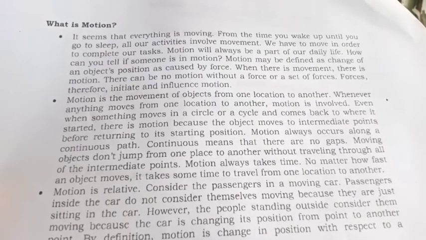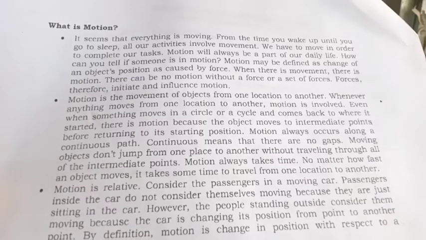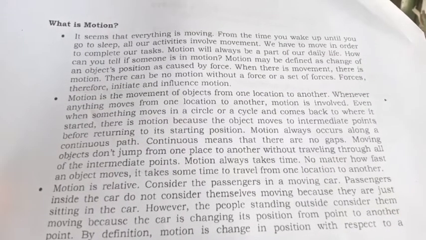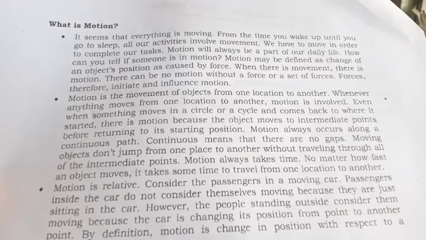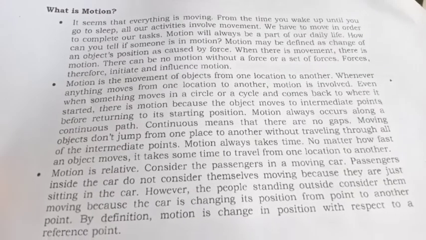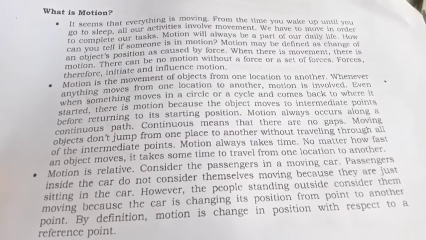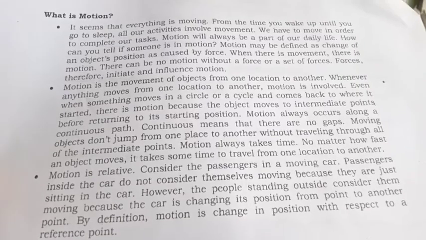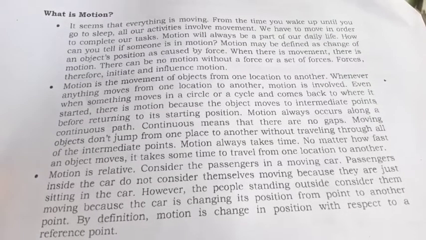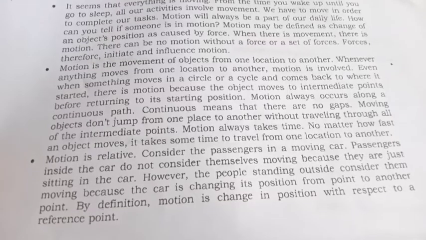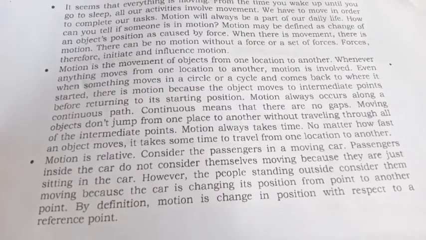Example is a passenger in a moving car. Passengers inside the car do not consider themselves moving because they are just sitting in the car. However, the people standing outside consider them moving because the car is changing its position from one point to another point. By definition, motion is change in position with respect to a reference point.